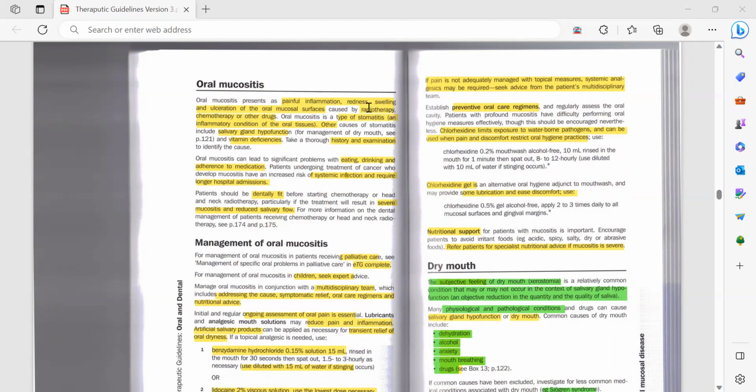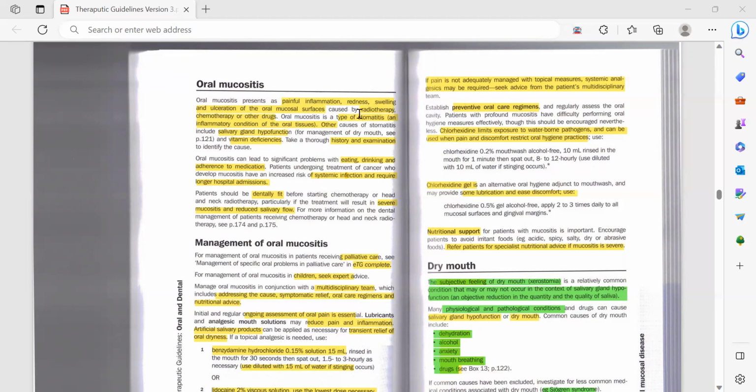These can be caused by radiotherapy, chemotherapy, or other drugs. How do they do that? Because they lower our immunity, and they affect the normal cells. Oral mucositis is a type of stomatitis, which means an inflammatory condition of the oral tissue. Other causes of stomatitis include salivary gland hyperfunction. So these are the main causes of oral mucositis: radiotherapy, chemotherapy, and drugs.